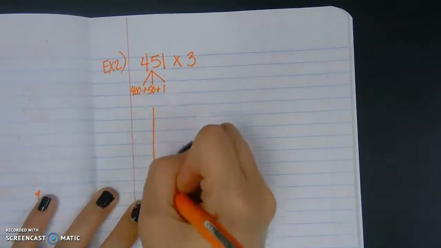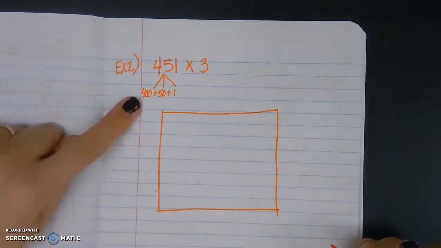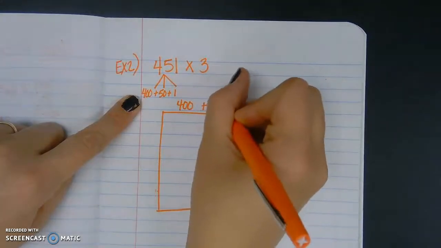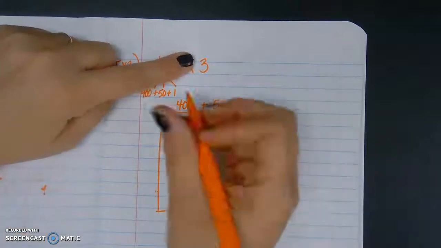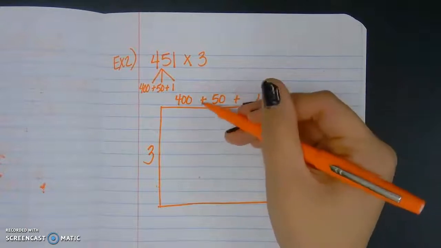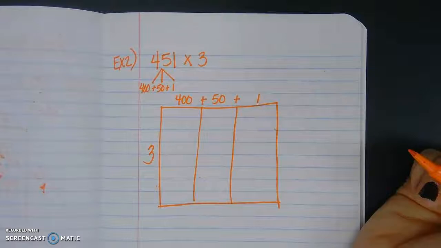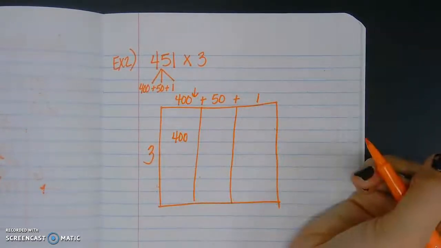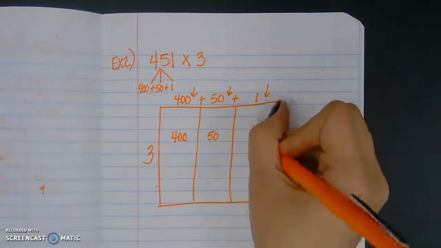So now I'm going to draw myself my rectangular square, and I'm going to write this number on top. 400 plus 50 plus 1. Now my other factor goes on this side by itself because you can't break it up. Remember, everywhere there's a plus sign is where you split your box. So I'm going to draw a line down and down. Okay, so the 400, it slides down the elevator. The 50 goes down the elevator. And the 1 goes down the elevator.